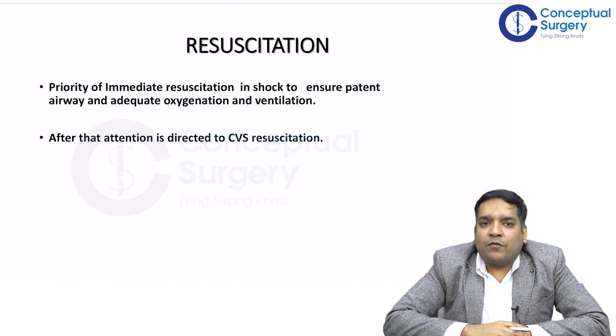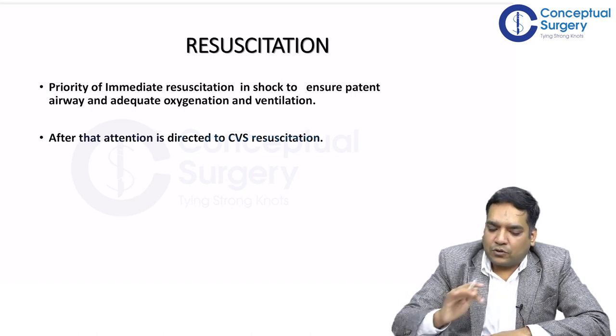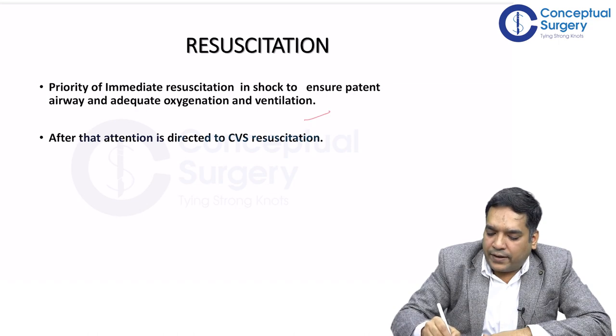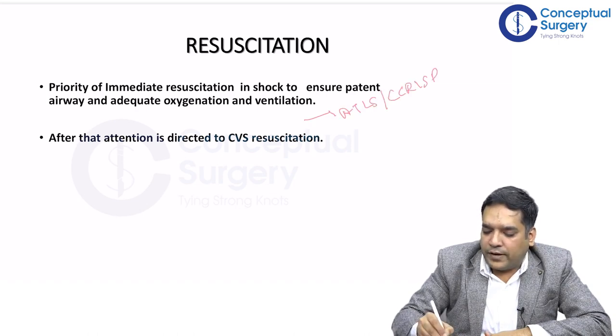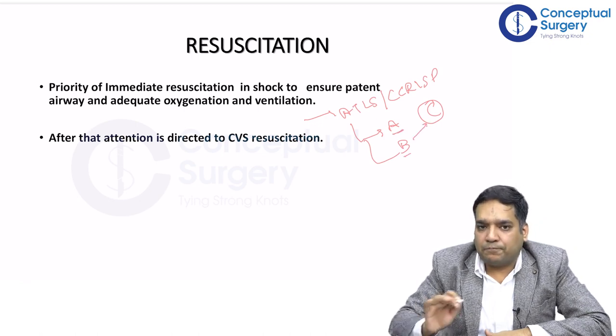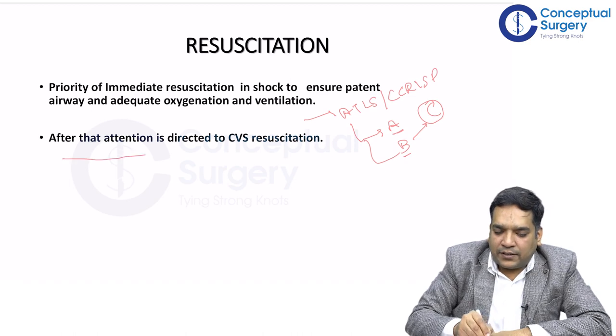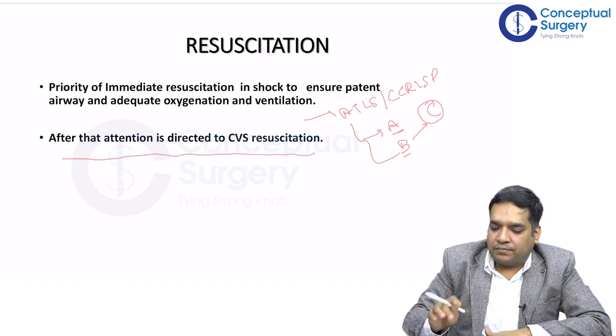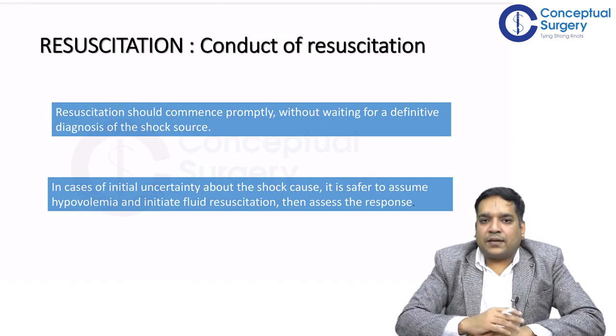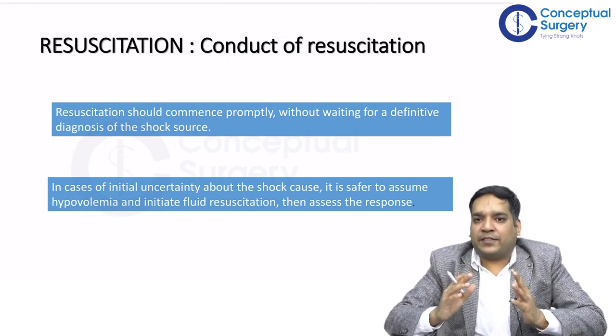So, priority of immediate resuscitation in shock is to ensure patent airway and adequate oxygenation and ventilation. So, this is basically a very basic part of the ATLS and CRISP protocol. We need to maintain A and B before maintaining C. A is for airway, B is for breathing. Then the C will come, then the circulation will come, right? So, after that attention is directed to the CVS resuscitation. So, these are the basic points of conduct of resuscitation.